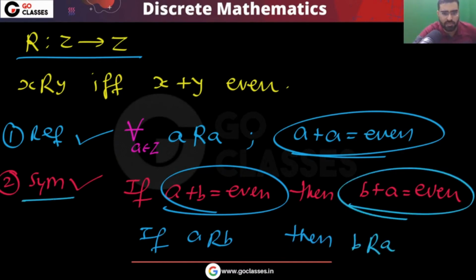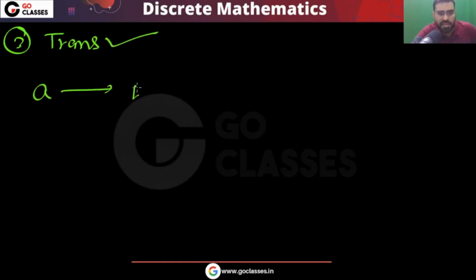What about the transitive property? Can I say that R is transitive? The third one is the transitive property. Yes, this is transitive also, because you can notice that if a is related to b, and b is related to c, then let's check, can I say a will be related to c?